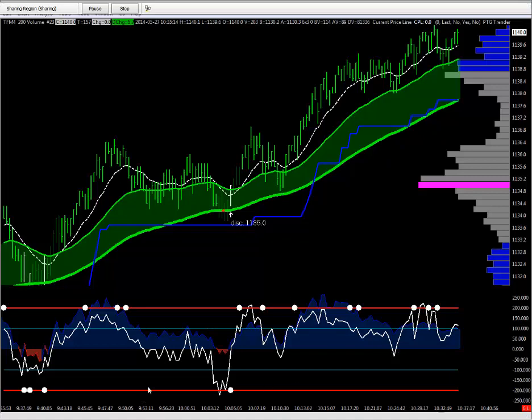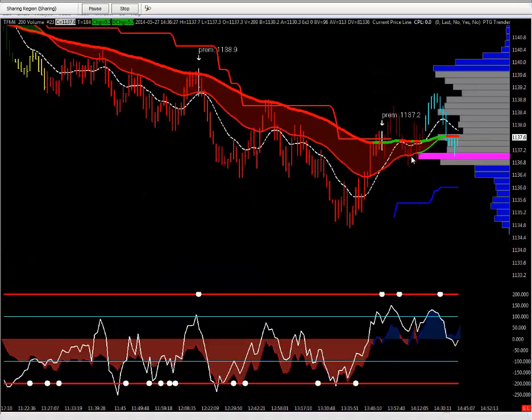All right, let's move on to the next example here. We'll move the chart forward for a moment. On this example, we just moved the chart over a little bit to take a look at a premium.